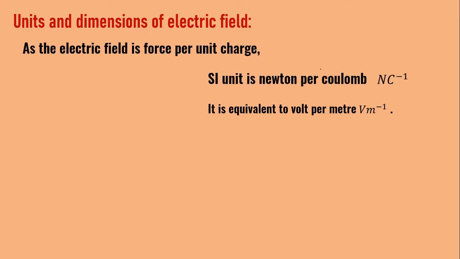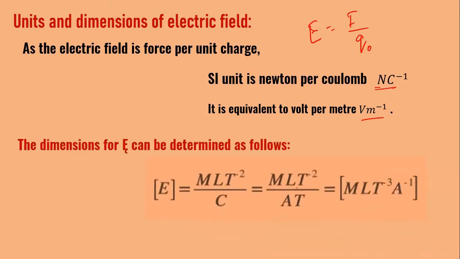Next, we have the units and dimensions of electric field. What are the units? First of all, electric field is defined as the force experienced per unit test charge. The unit of force is Newton, and for charge we have Coulomb, so Newton per Coulomb, or it is also called volt per meter. Now for the dimensions of electric field, as electric field is force per charge, the dimensional formula of force is MLT minus 2, and Coulomb is the dimensional formula of charge. On solving this, we get MLT minus 3 A minus 1 as its dimensional formula.